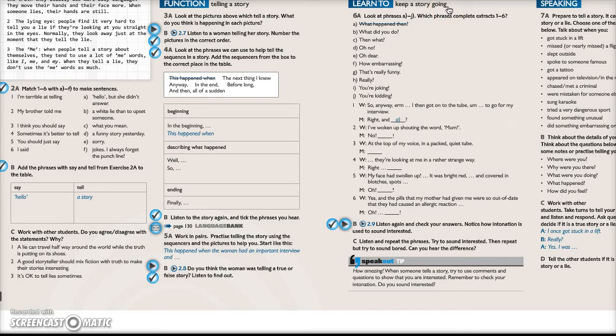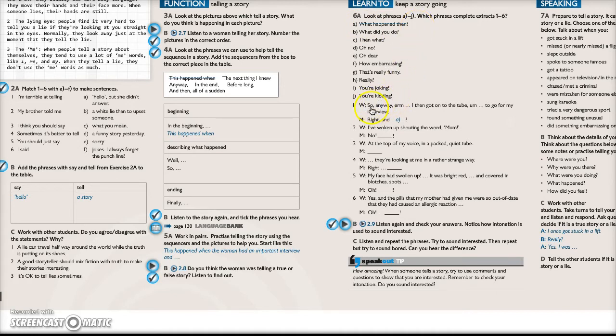So the idea is to show interest in the story that someone's telling us and help that person tell us more. Okay, so we've got sentences that can help someone keep telling the story. Like in the example A, what happened then? So you want to know more.